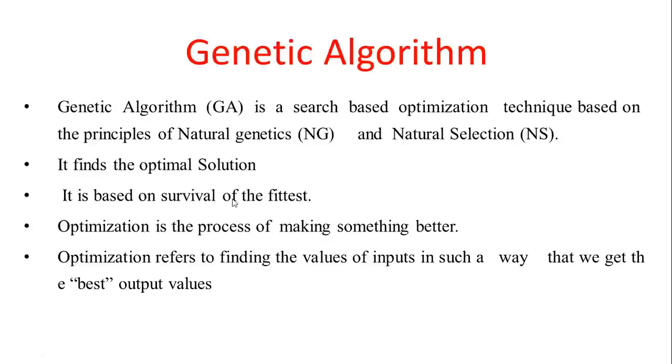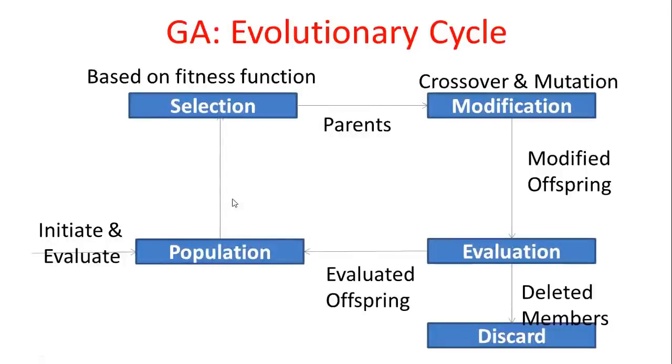Researchers have tried to write an algorithm based on this biological evolution process, and hence they have come up with this very famous algorithm called the genetic algorithm. Now let us see the evolution cycle of this genetic algorithm.